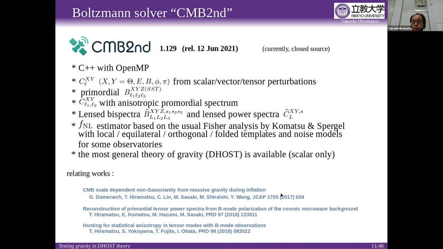So I implemented these models in my own CMB Boltzmann solver named CMB second. But actually, currently this code is closed source, so it's not available for public. But I'm planning to open this code. So using this code, I can compute the angular power spectrum and the bispectrum in the DHOST theory. If you're interested in your work using this code, please read our past works.